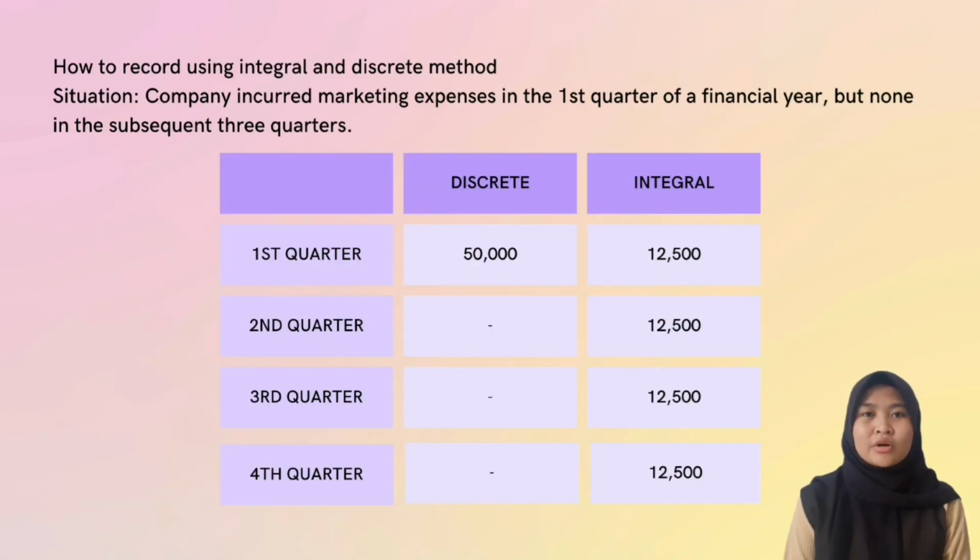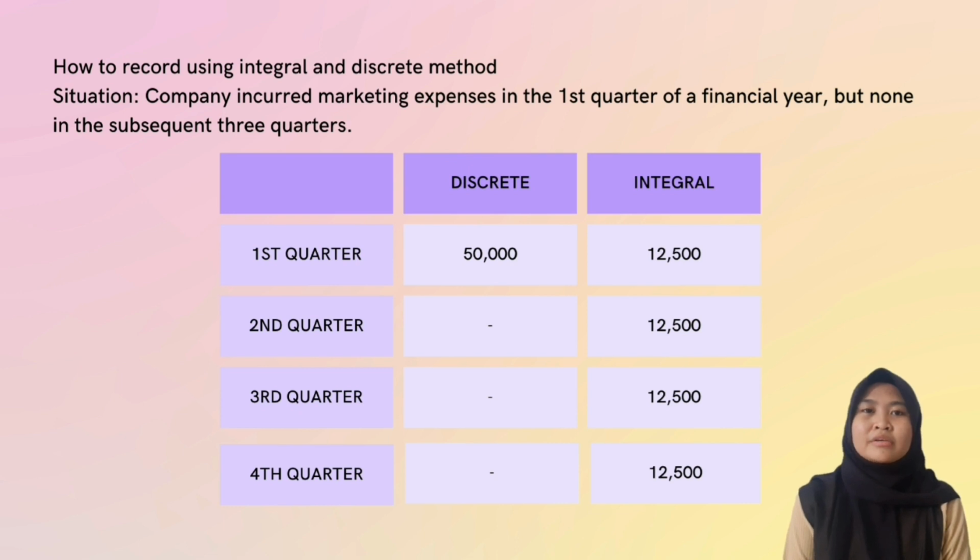Next, I will show how to record using the integral and discrete methods. The situation given in the example is when a company incurred marketing expenses in the first quarter of a financial year, but none in the subsequent 3 quarters. By using the discrete method, the expenses incurred must be recorded in the first quarter only, as it does not allow subsequent restatements of the interim period.